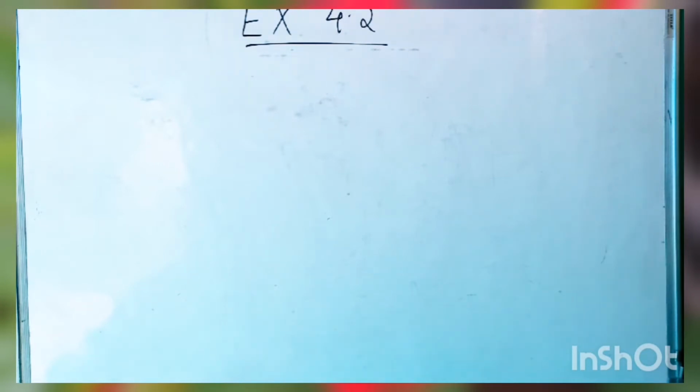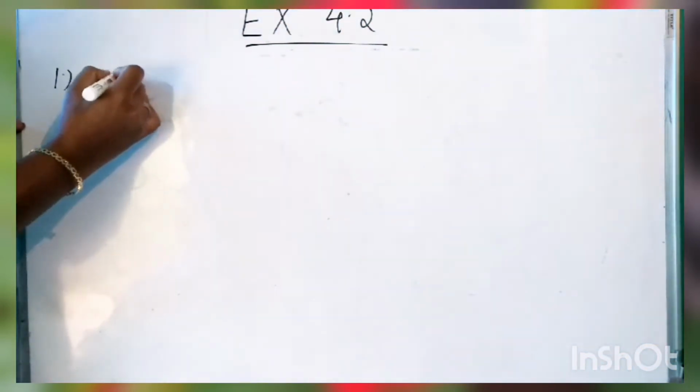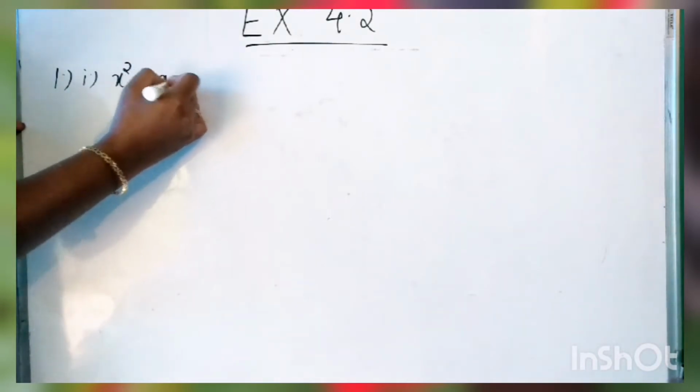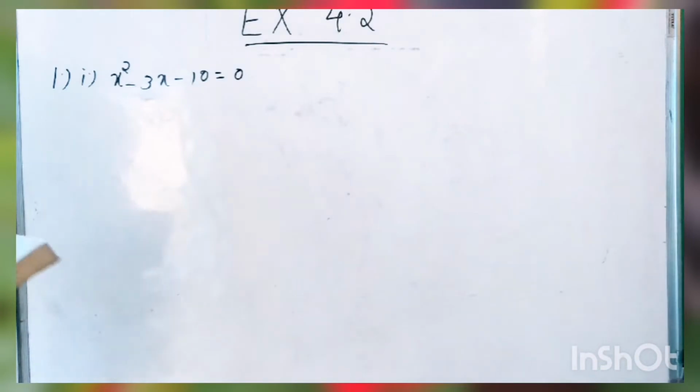First question. We need to find the roots of the quadratic equation by using factorization. The first sub-question is x square minus 3x minus 10 is equal to 0.